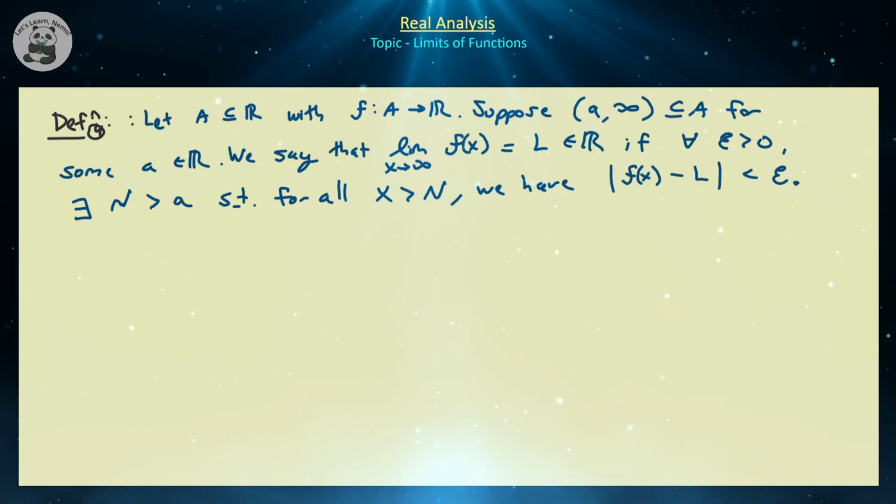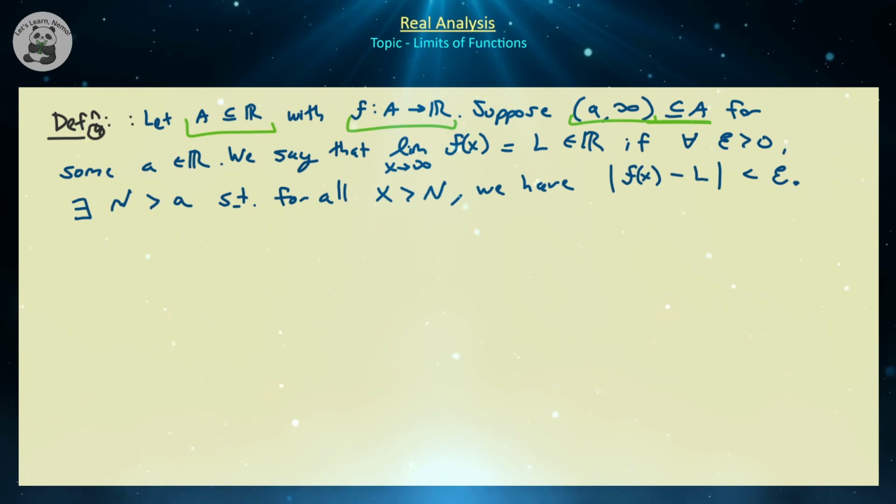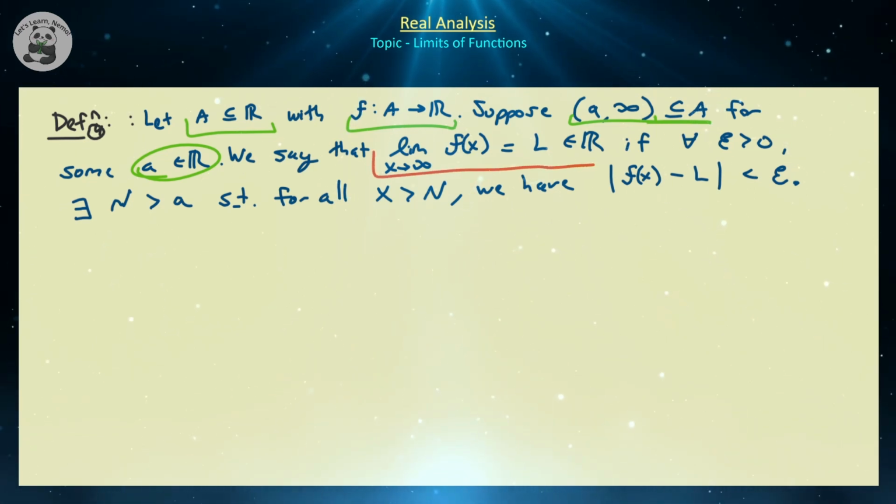Now that we've defined limits of functions for finite values of a, and also have explored the usefulness of defining left and right-hand-sided limits for real valued functions, now let's explore what we mean when we say the limit as x approaches infinity or negative infinity for real valued functions. So just like we did with the others, let's assume that A is a subset of the real numbers with f mapping A to R, and let's assume that a to infinity is a subset of the domain for some real value a.